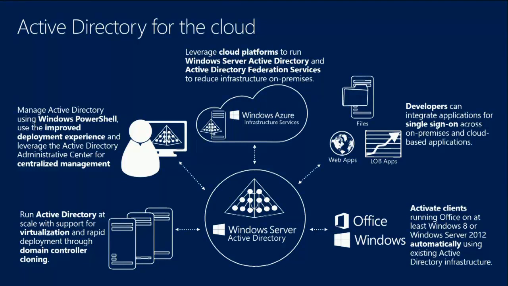So if you take a machine and it joins the domain, this is a domain join scenario. I take a machine and I join the domain and it's already been imaged with Windows 8 and Office, it'll automatically activate those as part of the domain join. So that's another new capability that we've added with Windows Server Active Directory.